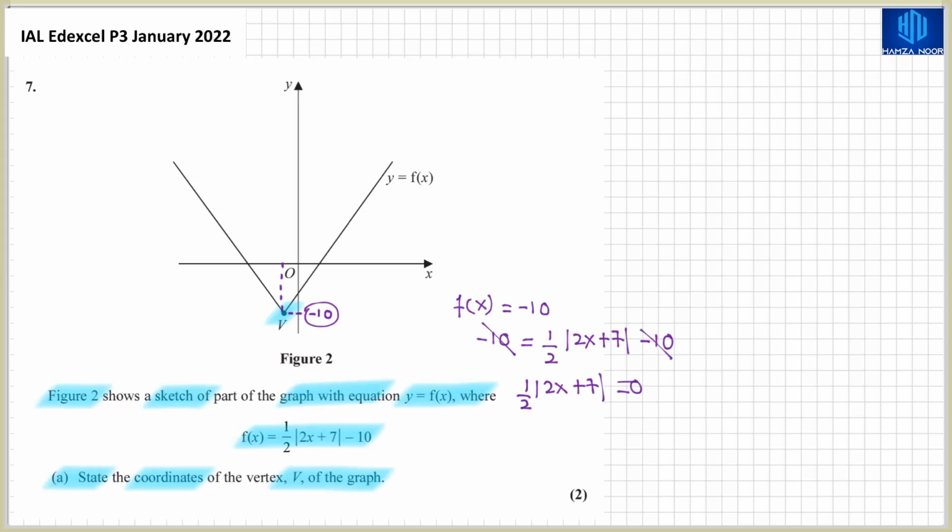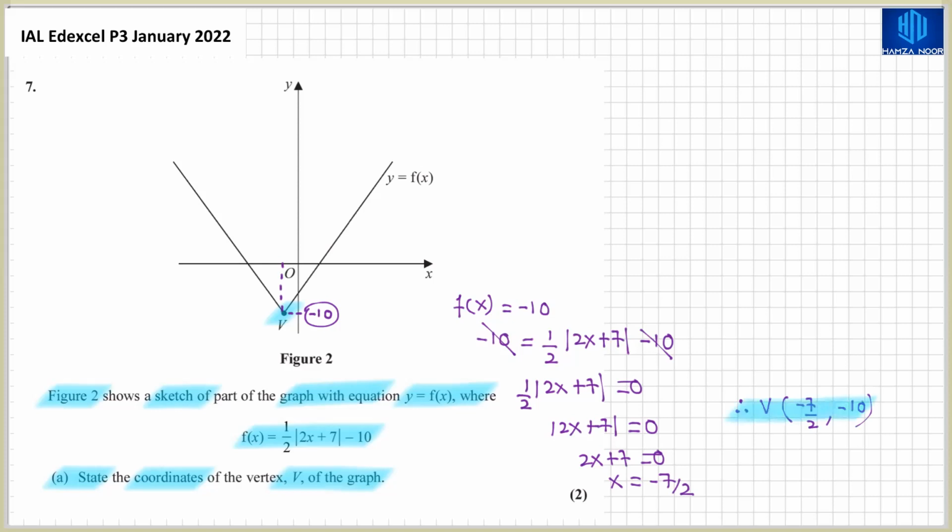So all you need to do is solve this equation: modulus of 2x plus 7 is equal to 0. Therefore 2x plus 7 is equal to 0, and x is equal to minus 7 over 2. So we can say that the coordinates of V are minus 7 over 2 comma minus 10. As simple as that. This is supposed to be your answer to part A.